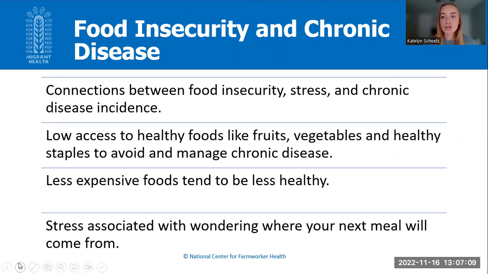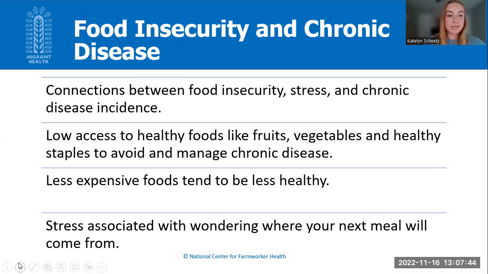So why should health centers care about addressing food insecurity? Health centers are moving more towards a value-based system of care. And one of the keys to understanding why it's important to address food insecurity and chronic disease is health, right? So understanding that link is crucial.